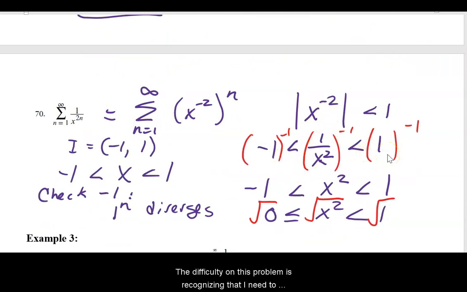The difficulty on this problem is recognizing that I need to take the reciprocal. When I take the reciprocal, it still gives me that x squared is between negative 1 and 1.